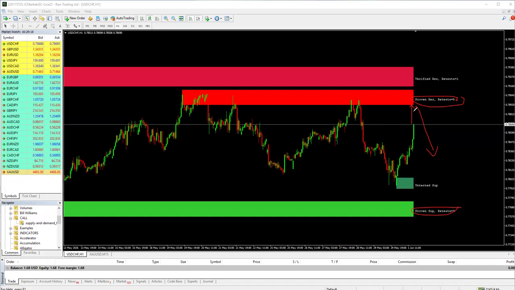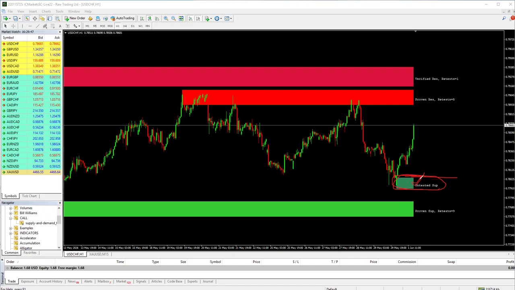Now, take note. For me, I have tested it this way by using it only on fresh zones that have not been tested. When the market comes to fresh zones, and then I see a test, and then a proven test, then I go in. That is how I have used this tool. But you can also use the retest and then also make profit out of it.